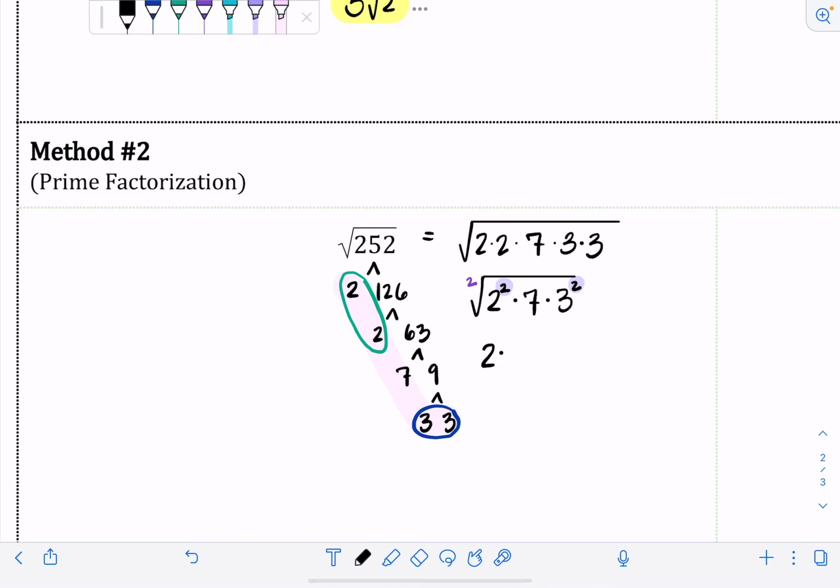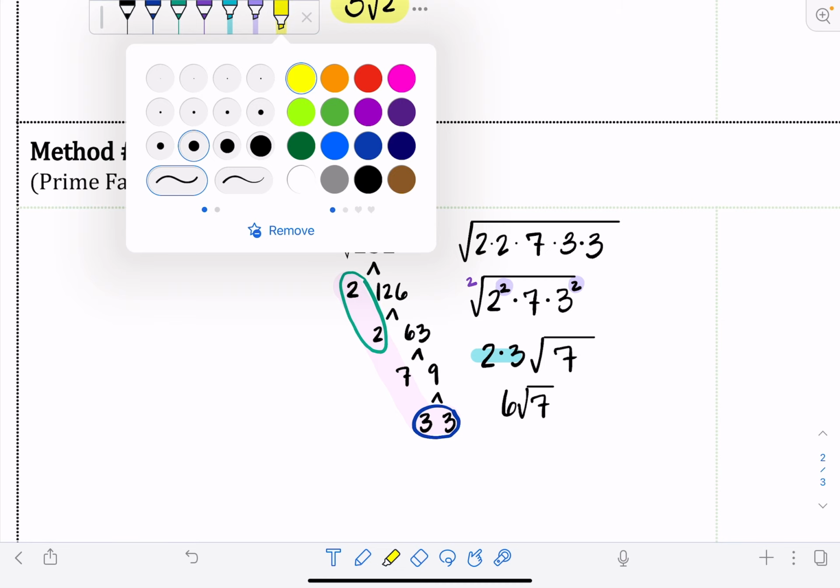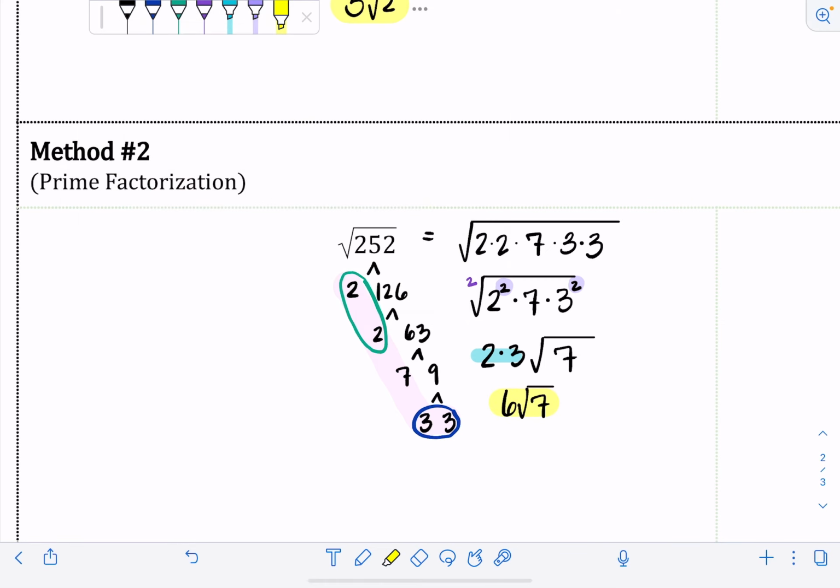So it'd be 2 times 3 outside of the radical, and then that 7 is not being squared, so that one can't be simplified. And then now we just have to go ahead and multiply the 2 times 3, so it becomes 6 times the square root of 7. So final answer would be 6 times the square root of 7.